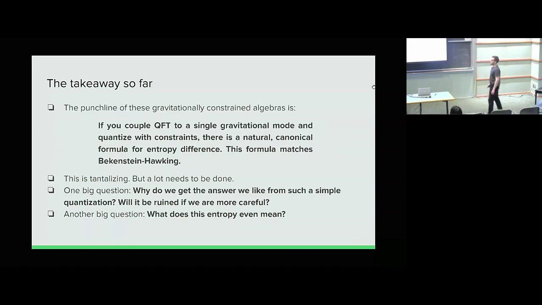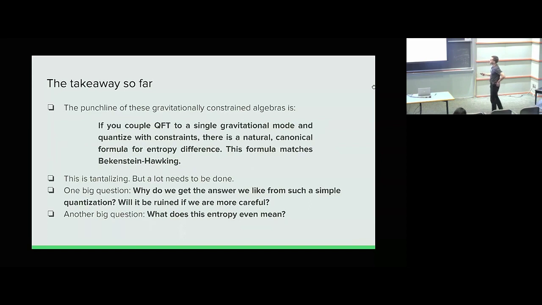There are two big questions I'm going to point out. One big question is, why do we get the answer we like from such a simple quantization where we just put in this black hole mass? Really, we're supposed to be quantizing all of the gravitational fluctuations, and you might worry that that's going to ruin the calculation, and this was just an accident of having done something so simple. That might be true. I don't know how to answer that question, so I'm not going to talk about it.